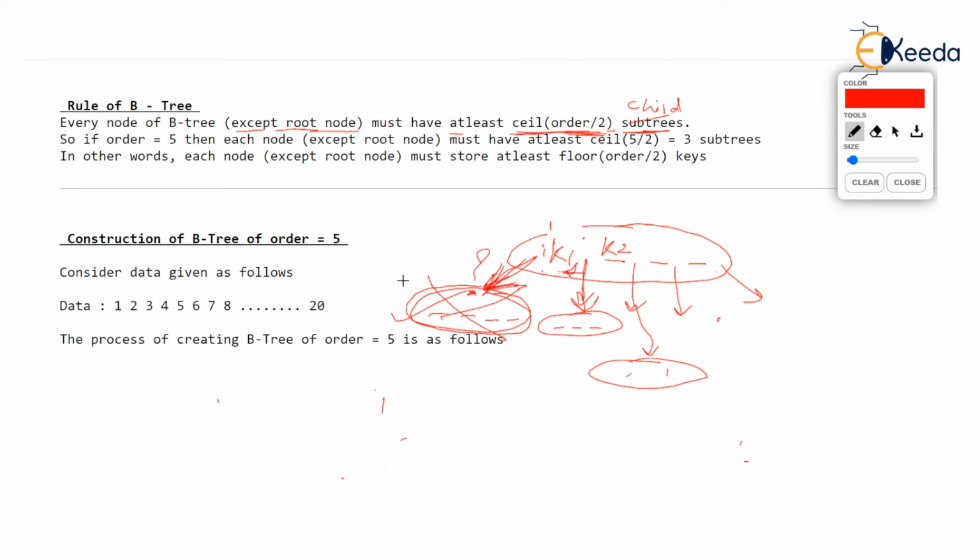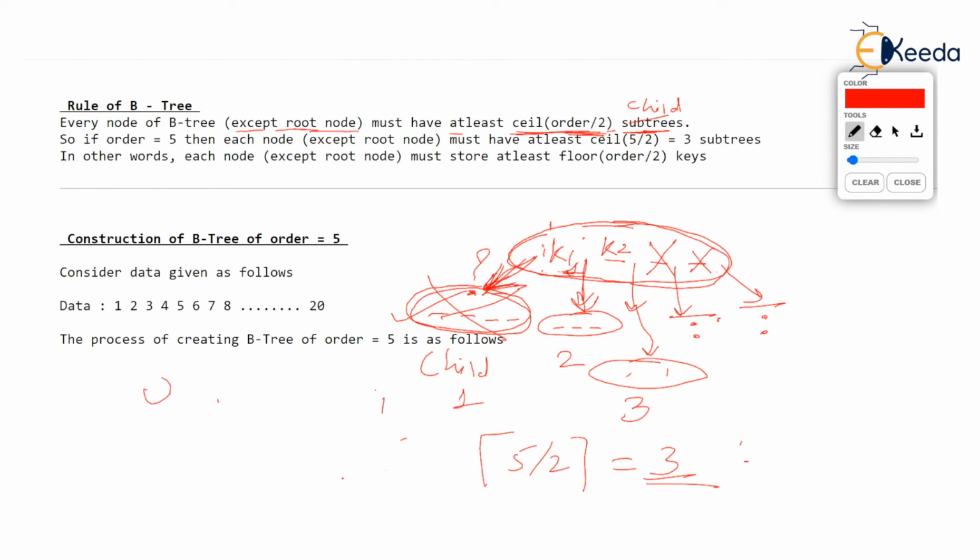Now, how many child nodes do you have? You have child 1 here, this is child 2, child 3. And that's exactly ceiling of 5 by 2, which is 3. The rule states that if you have a node of a B tree of order 5, then that node must have the ability to point to at least 3 children. The other children may not exist at all, because you have not stored any keys in the positions of k3 and k4.